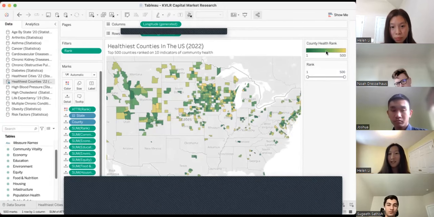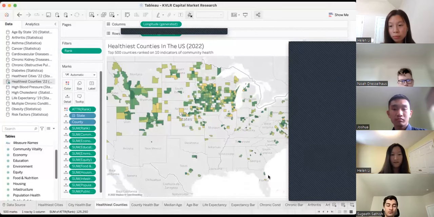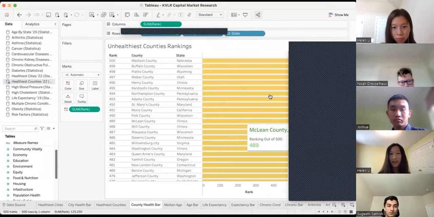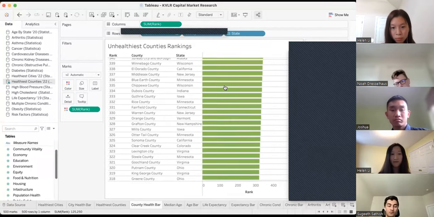And on the side, we can see these filters that have the country health rank. And you can also slide these sliding bars in case you want to see, say, the top 250 healthiest counties. And next we have a bar chart. And this again shows the unhealthiest counties. At the top, we have some counties in Nebraska and Wisconsin. And going down, again, we have the healthiest counties.